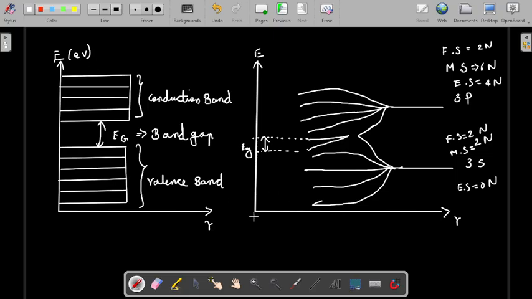Okay, so I think this is very clear. The uppermost energy is this one, the lowermost energy is here, and this is the band gap, and this one is the respective structure of the valence band. I hope this gives you a clear understanding.